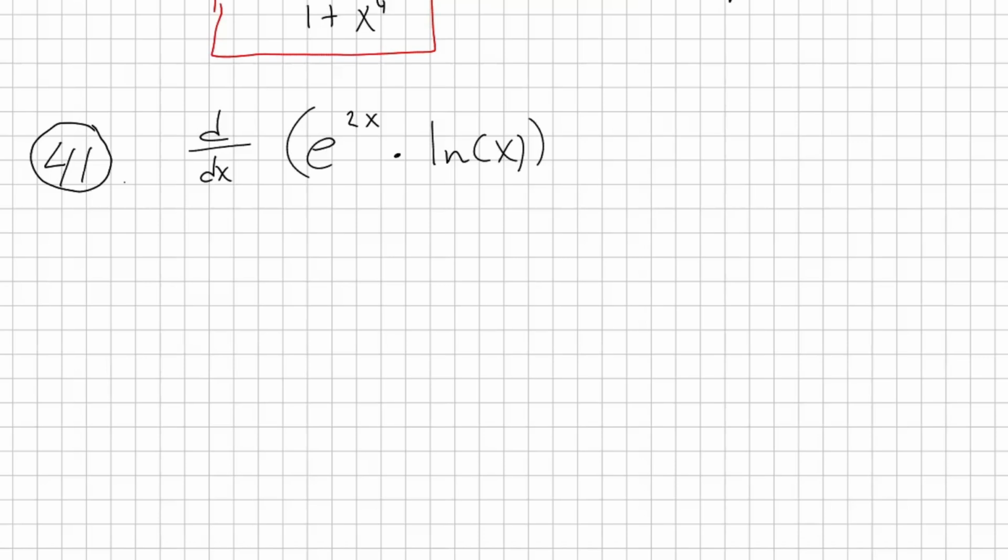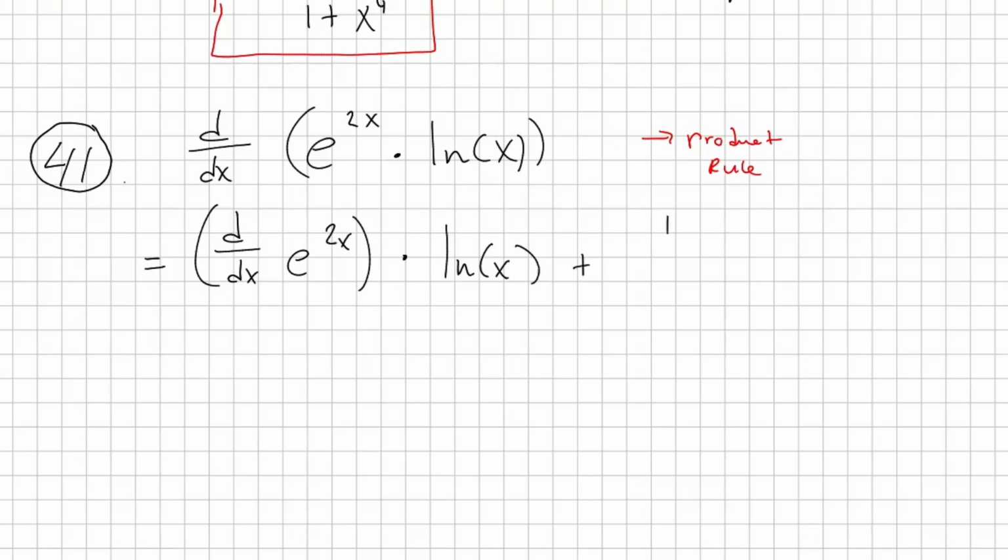We're taking the derivative of e to the 2x, and if you haven't noticed already, we're using the product rule. So everything should be fine. It's going to be equal to d over dx of e to the 2x, multiplied by the natural log of x, plus d over dx of the natural log of x, multiplied by e to the 2x.